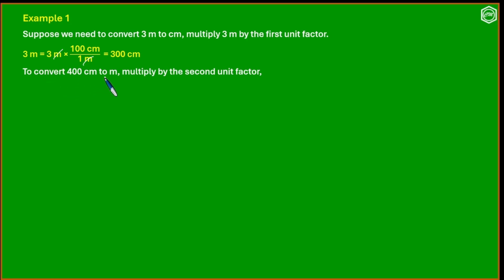To convert 400 centimeter to meter, multiply by the second unit factor. 400 centimeter into 1 meter by 100 centimeter. So we have to cancel centimeter here. Therefore the result is 400 by 100, that is 4 meter.